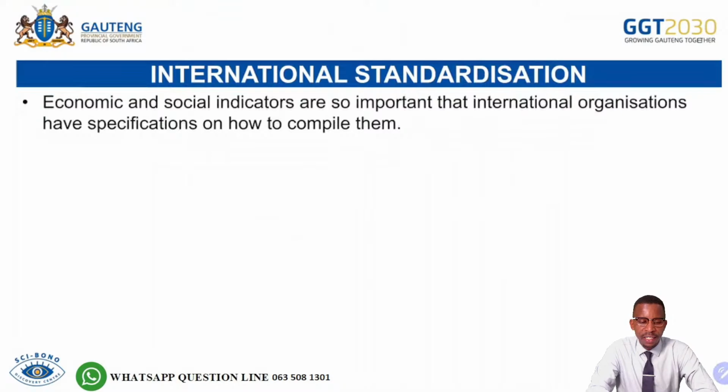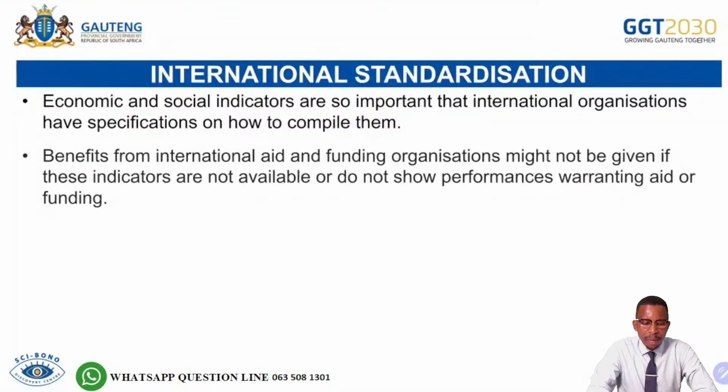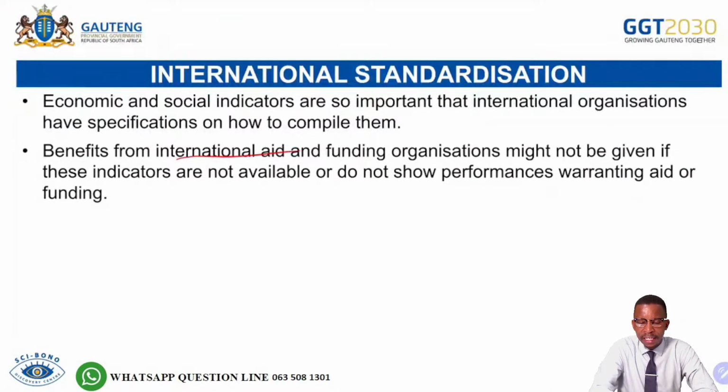So international standardization. Economic and social indicators are also important. Also important that international organizations have specifications on how to compile them. Benefits from international aid and funding organizations might not be given if these indicators are not available on international platforms. These organizations, such as the United Nations, World Bank, and including the IMF, need to obtain these indicators so that they will be able to assess countries that are in need, so that there can be development.